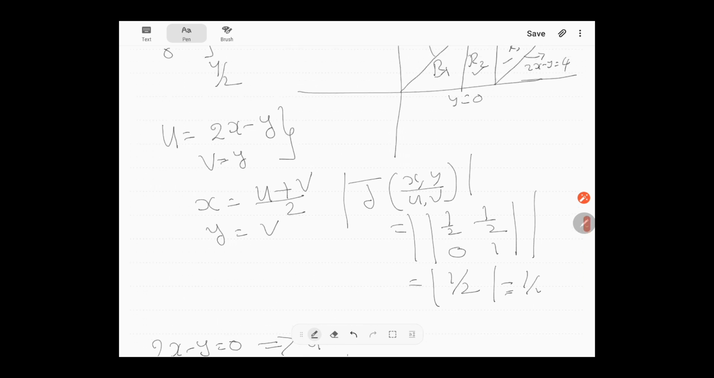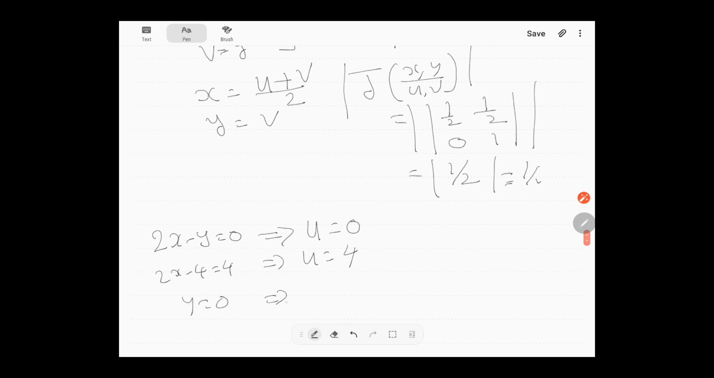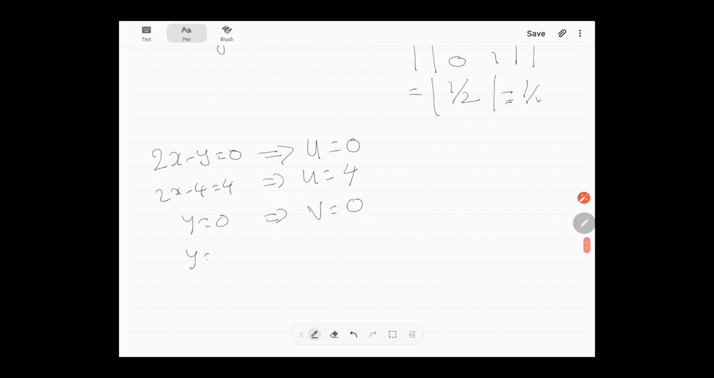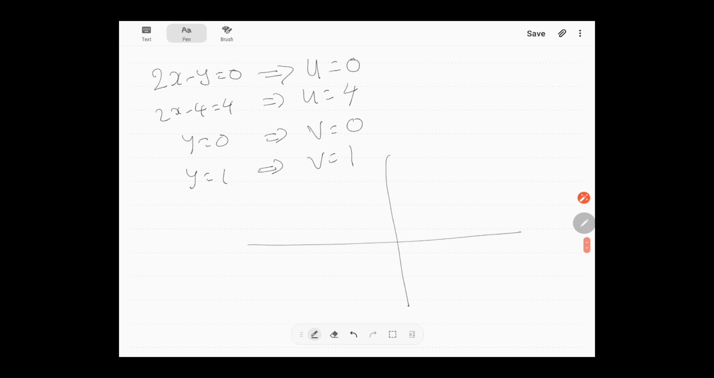And what is the other one? y is equal to 0 is another boundary. Y is equal to 0 means, in the transformation, v is equal to 0. And y is equal to 1 is another boundary, therefore v is equal to 1. So in the uv plane, how do the lines become? This is the u axis, this is the v axis. One line is u is equal to 0, u is equal to 4 is another line, v equal to 0 and v equal to 1 are the other lines.